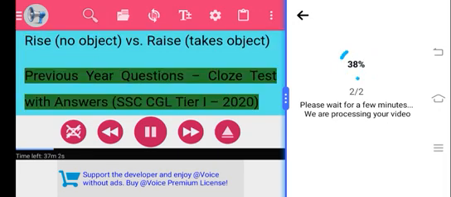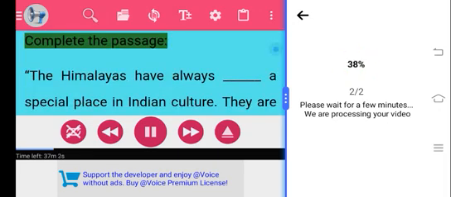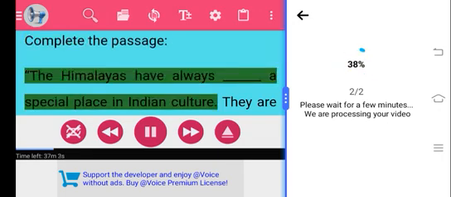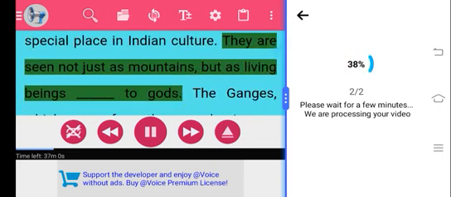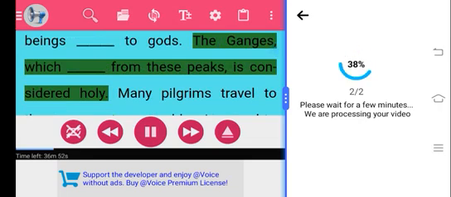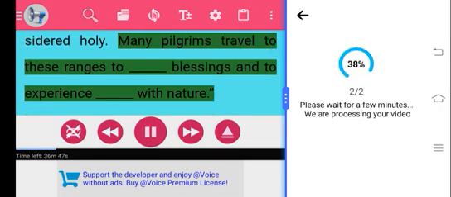Previous year questions. Closed test with answers. SSC CGL Tier 1 2020. Complete the passage. The Himalayas have always blank a special place in Indian culture. They are seen not just as mountains, but as living beings blank to gods. The Ganges, which blank from these peaks, is considered holy. Many pilgrims travel to these ranges to blank blessings and to experience blank with nature.